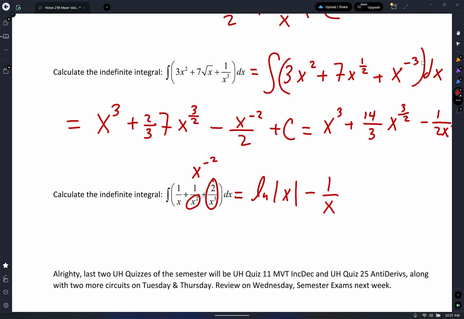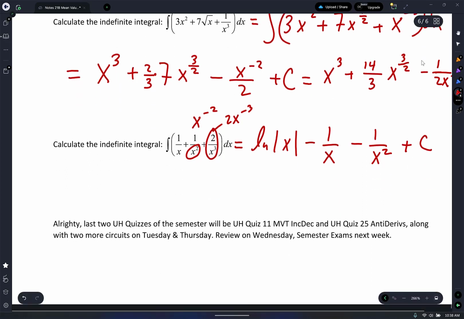This 2 over x cubed is 2x to the negative 3. So let's see. Add 1, negative 2, divide by that number, negative 2. So minus 1 over x squared. Do you see how I got it? I don't think I made a mistake. Yeah, because there's a 2 there. So the 2 goes away when you divide by negative 2. And then what else am I missing? Plus c. How do we feel? Okay, now all we need is practice, guys.